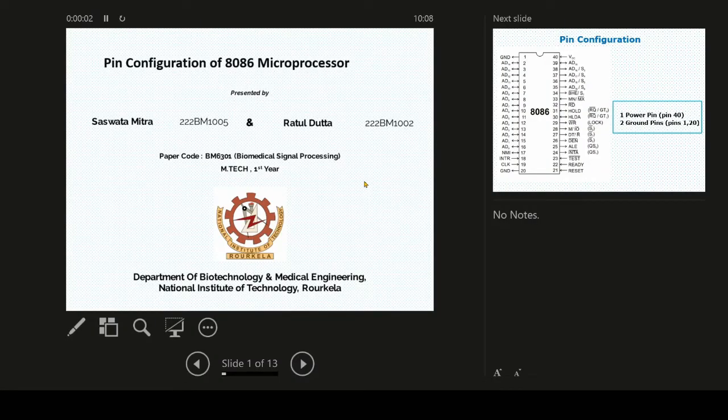So today, me, Rahul Dutta, and Shashwata Mitra will present on the pin configuration of the 8086 microprocessor. Shashwata will begin with the main pin configurations, then I'll go for the modes. Previously, we have learned about the architecture of the microprocessor. So today we'll only learn about the pin configuration and what works in which pin.